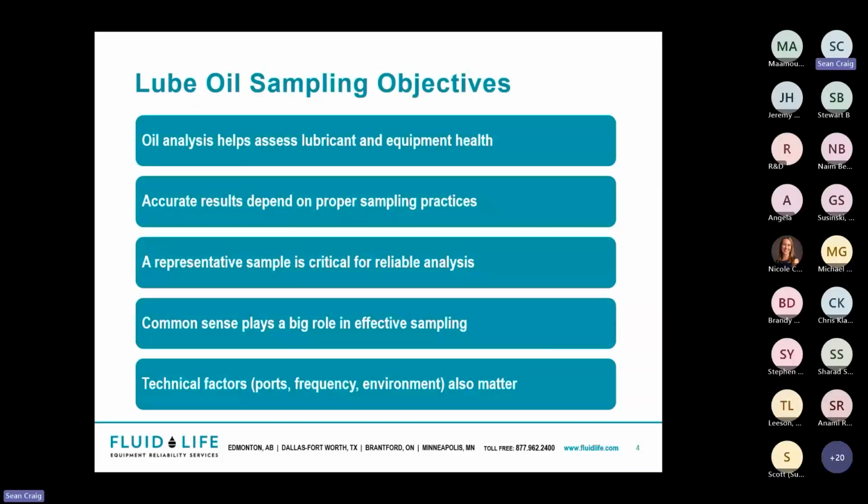For lube oil objectives, the goals surrounding lube oil sampling typically comprise these 5 points. Oil analysis helps assess lubricant and equipment health. It's a simple but powerful way to monitor both the lubricant condition and the equipment health.